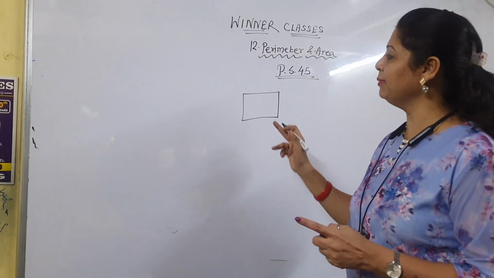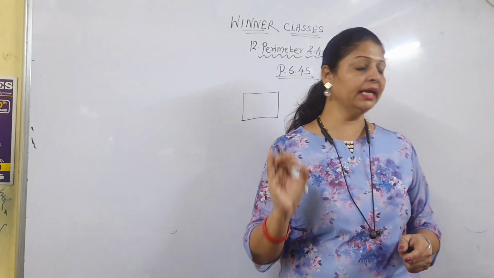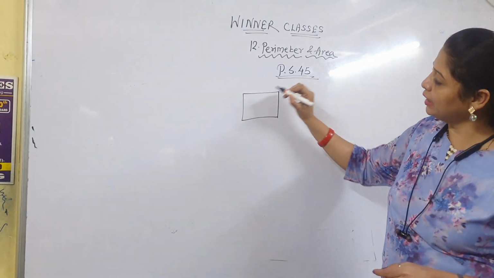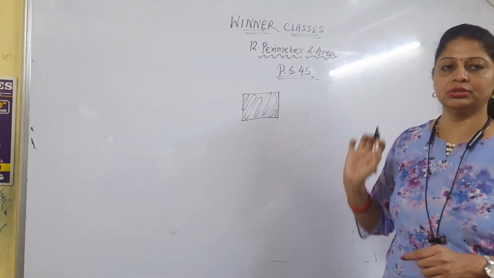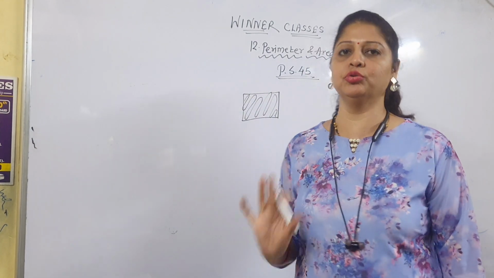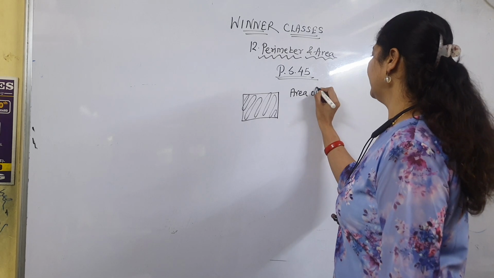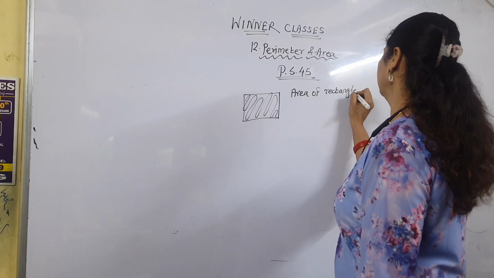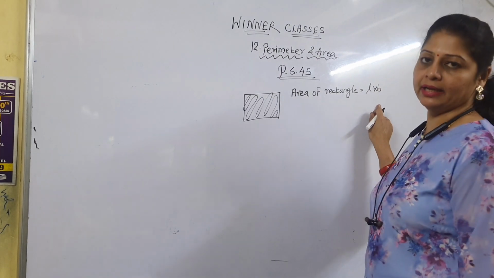Now see children, perimeter means we have to count the length and breadth. We want the sum of that length and breadth, and when I want to find out the area, then whatever the inside part is, that I am going to count. For that purpose we have to use the formula. For example, area of rectangle is equal to L into B. This is the formula of area of a rectangle.